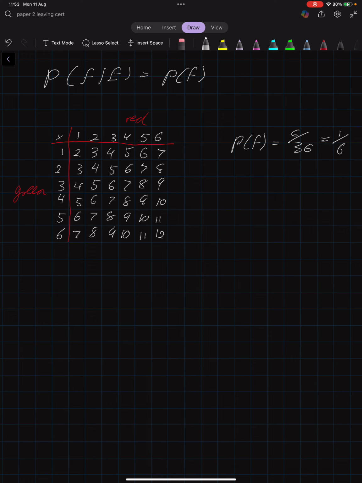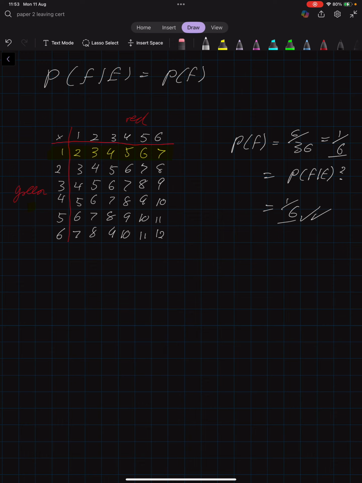So what I want to know is, is the probability of F given E equal to the probability of F? So is this equal to this, or not? So the probability of E, E is basically that the green die is 1. So we're only looking at this. Okay? So what's the chance that we roll a 7 if we definitely roll a 1? Well, the chance is just 1 in 6. And therefore, they are independent events.